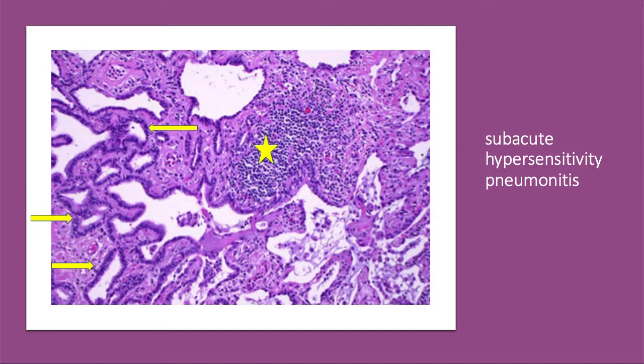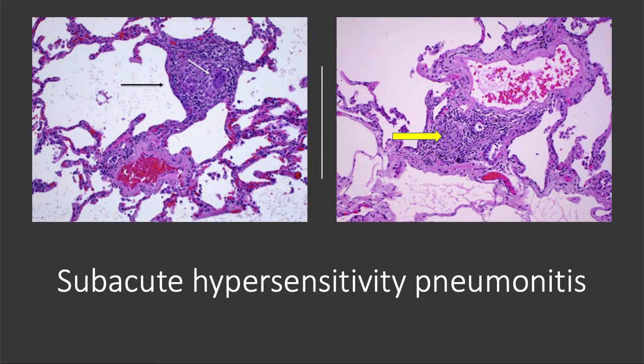On the picture, you see an area of bronchiolar metaplasia shown by the arrows and lymphoid aggregate shown by the star. Rarely, well-formed granulomas may be seen. Lung biopsy in a patient with a subacute hypersensitivity pneumonitis on the left picture shows non-necrotizing granuloma shown by the black arrow with multinucleated giant cells shown by the white arrow. On the picture on the right, you see poorly formed granulomas shown by the yellow arrow.